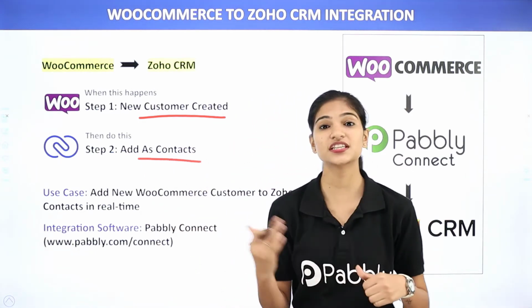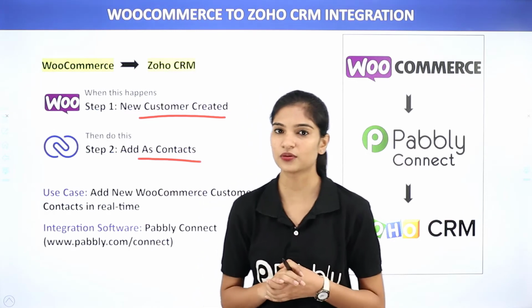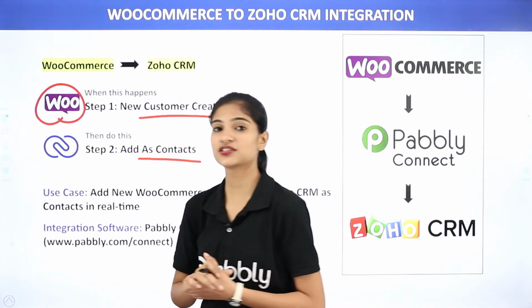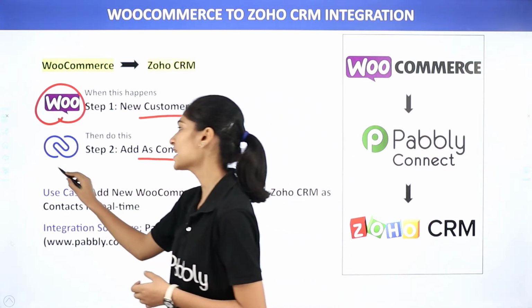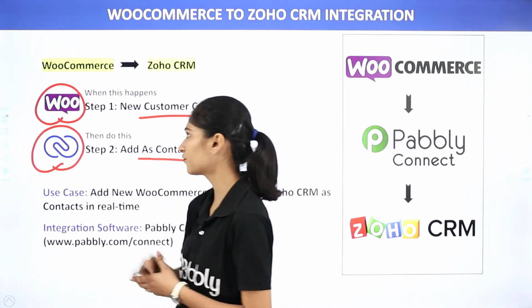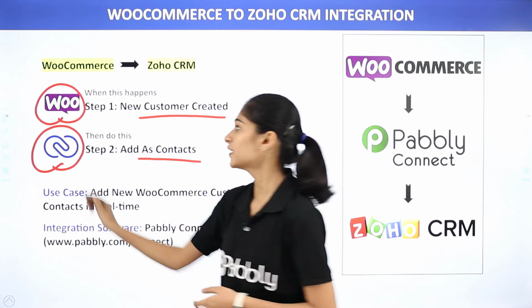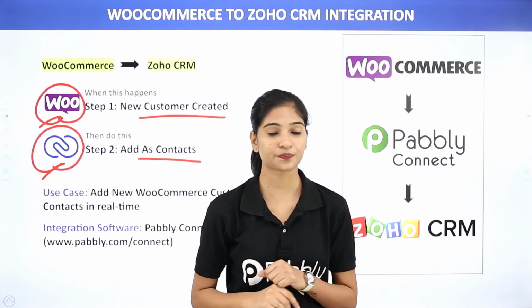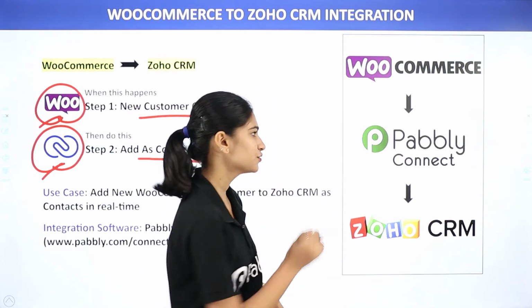Now let us know what these two software applications are all about. WooCommerce is a software application where you can set up your online store, whereas Zoho CRM, as the name suggests, is a CRM software. The issue here is that WooCommerce and Zoho CRM don't have any integration between them, and that is why we are going to use Pabbly Connect.